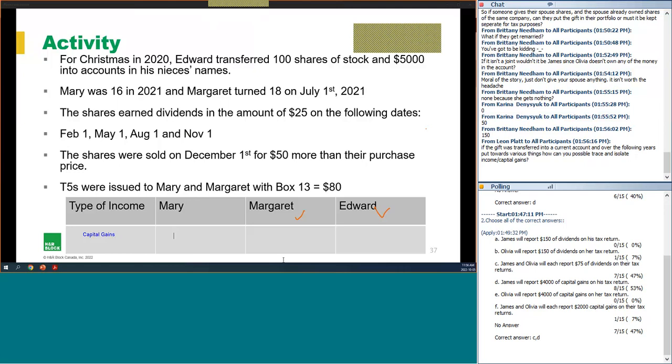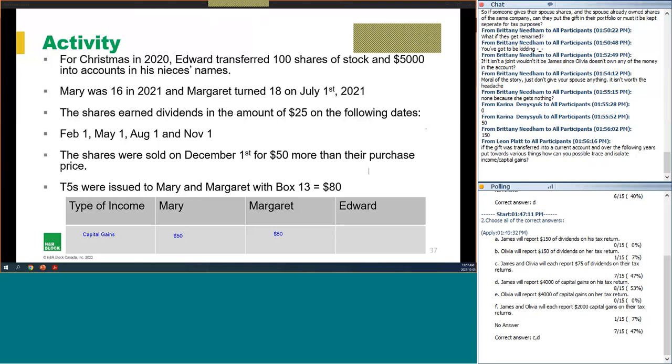Spouses, attribution rules. Capital gains belong to the child. So Mary will have $50 of capital gains divided by 2, 50% will be taxable. Margaret will have capital gains. Edward will not have capital gains because the attribution rules between a child and a minor are different than between a spouse.